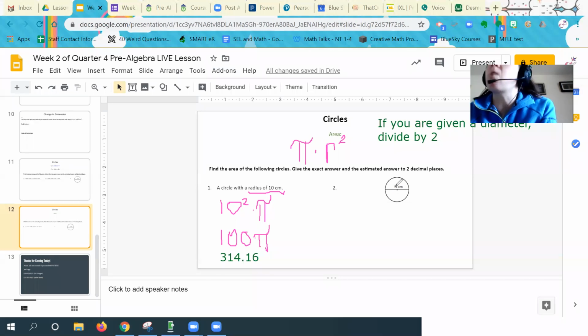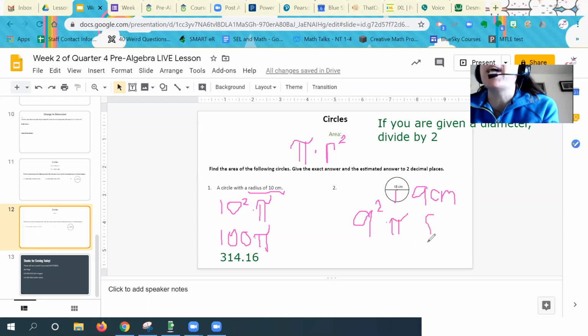Okay, and then my next one, looks like I'm given a diameter. Because it goes all the way across the circle, I don't want a diameter for this one. I need a radius. So I'm going to take half of that. Half of 18 is 9. So I'm going to use a radius of 9 centimeters for this formula. Because remember, it's not 9 times 2, it's 9 squared in the formula. So I'm going to go 9 squared times pi.